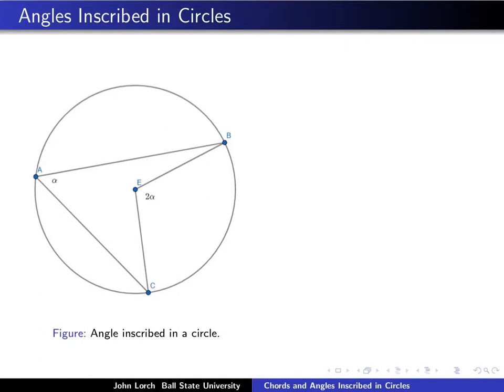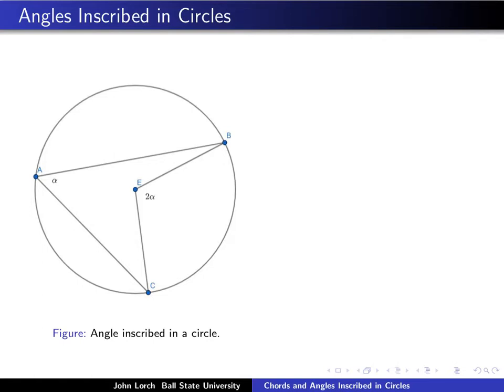So as you would expect, we begin with a circle, and on that circle we select 3 points, one of which we designate as the vertex of the angle. In this particular instance, we have points A, B, and C on the circle, and A will be our vertex. You might notice that we have labeled the measure of angle BAC as alpha.